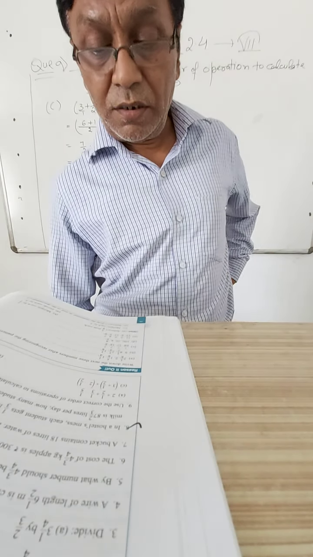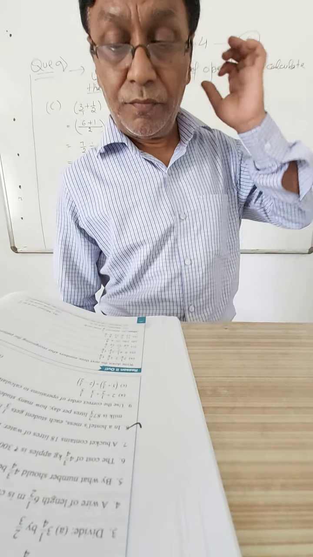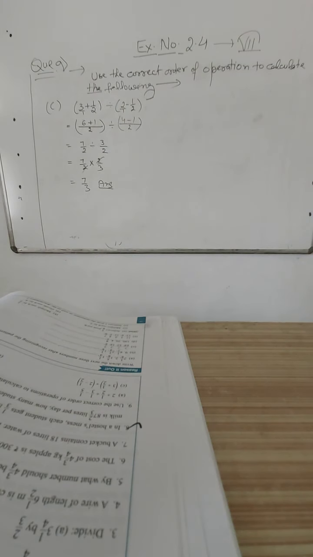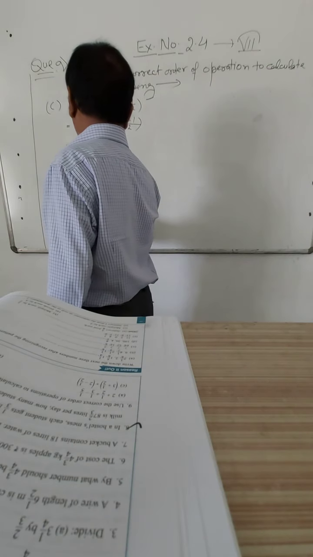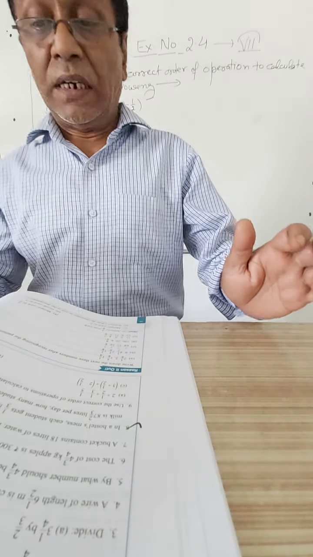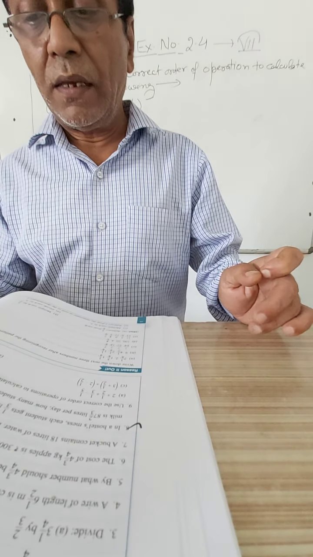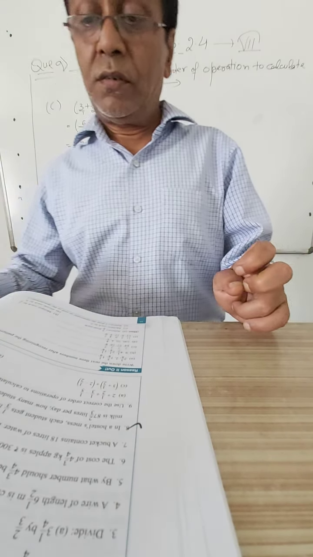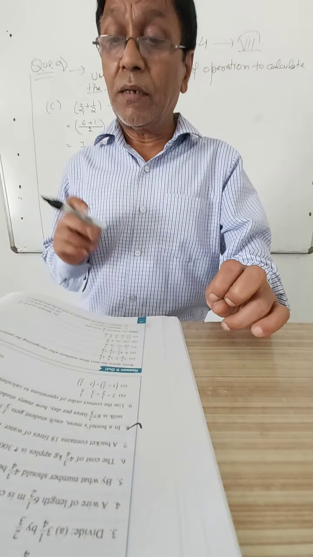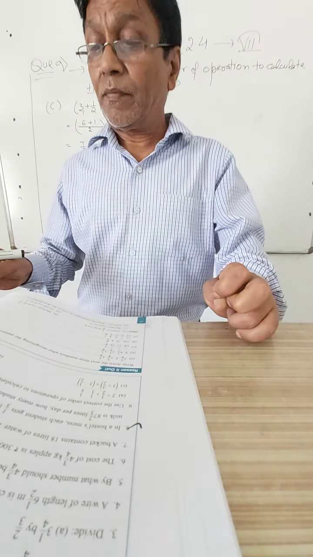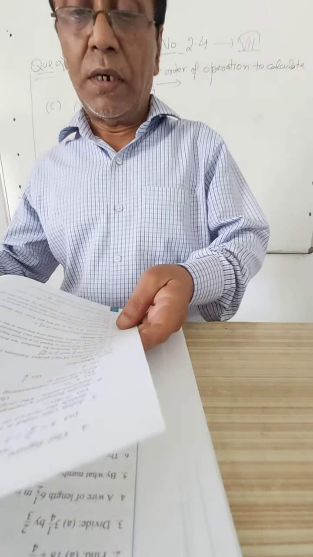Now one more question, that is question number D. 5.5 into, in the bracket, 4.5 minus 7 by 2, bracket closed, divided by 2 whole 1 by 3.